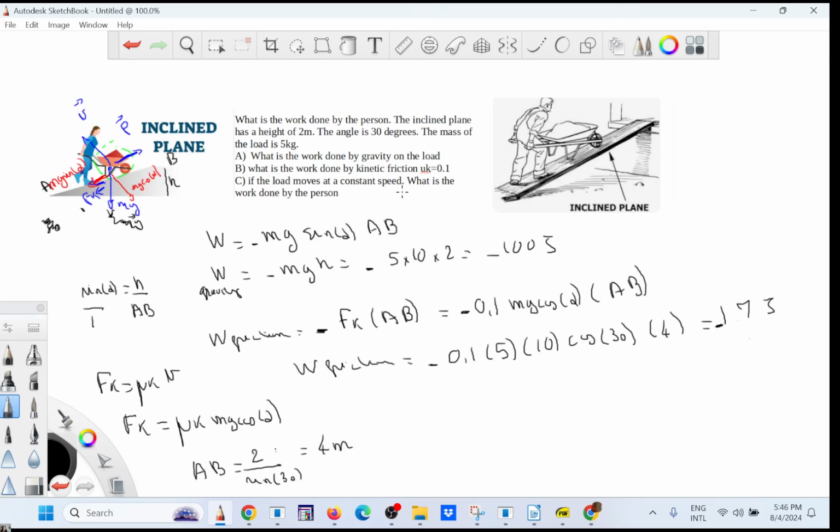So if you're moving at a constant speed, you have to balance out this work. You have to provide enough energy to balance this out. So the work done by you on the load would just be equal to 117 joules.